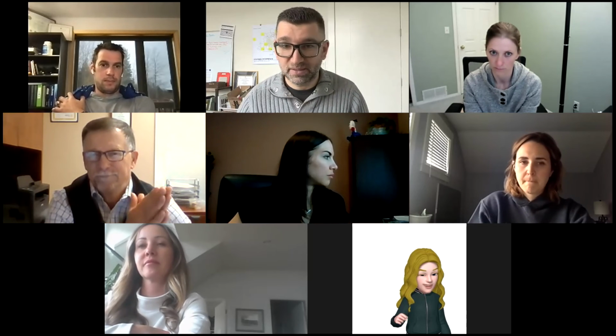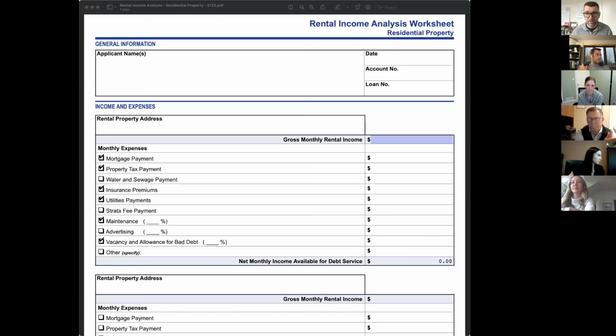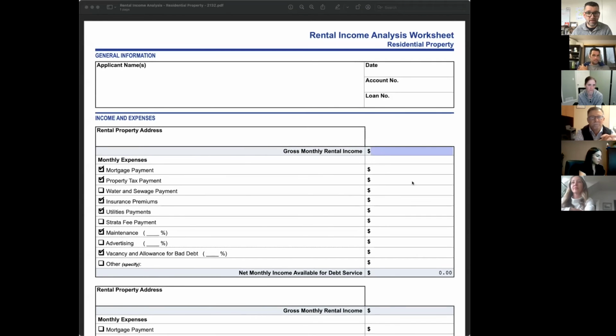What I did want to bring up at this point is the rental spreadsheet. So I talked about add backs, I talked about offsets. Some lenders will use a rental spreadsheet to calculate, and typically it calculates similarly to an offset. Once you do this calculation, it will typically result in something that you either add to income or deduct as a liability. So it's very similar to an offset.